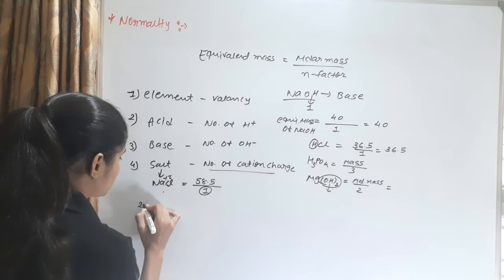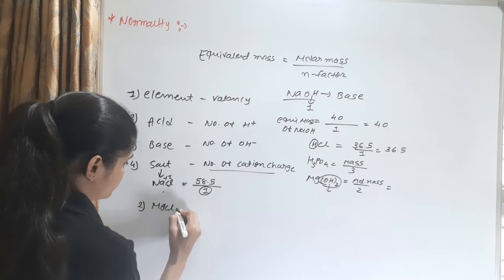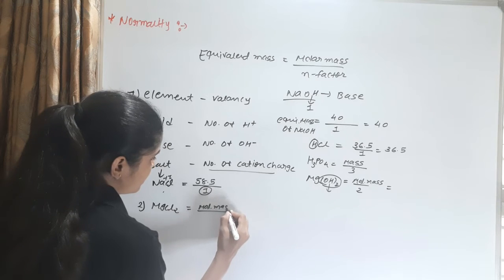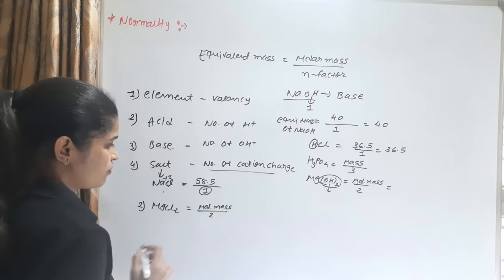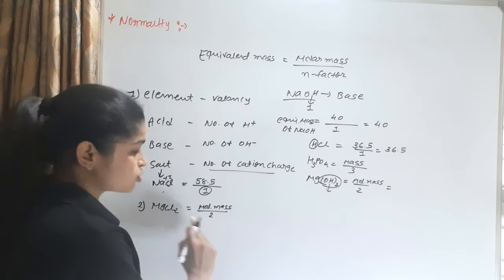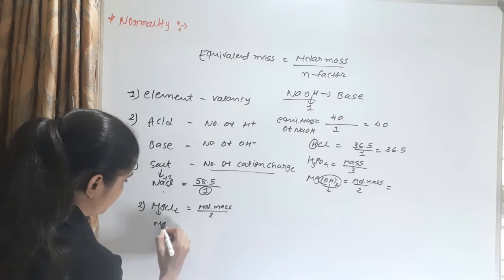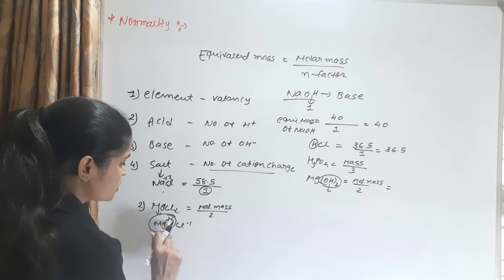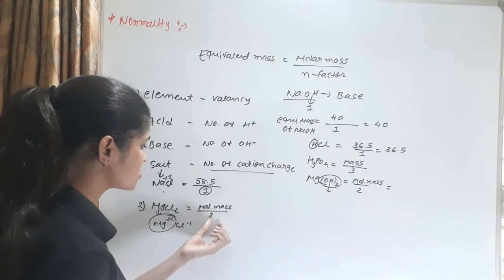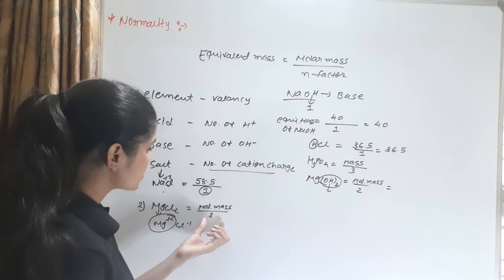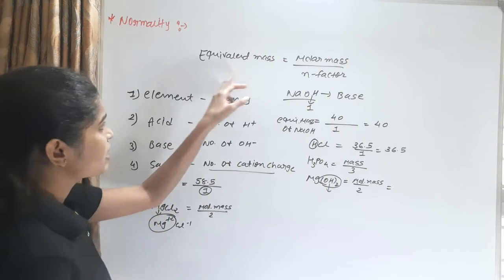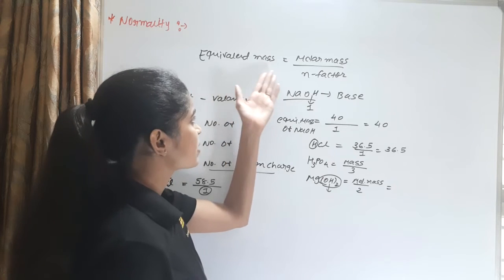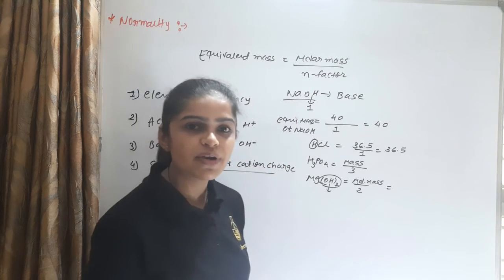Then second is MgCl2. Its molecular mass is divided by the n factor, which is 2. Why divided by 2? Because in MgCl2, Mg has plus 2 charge and Cl has minus 1. We only consider the positive charge. So the number of positive charges is equal to 2. So molecular mass divided by 2 is the equivalent mass of MgCl2. That way we find that equivalent mass is equal to molar mass upon n factor.